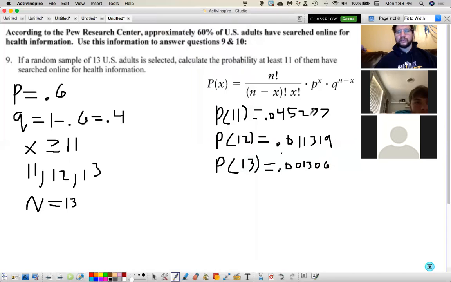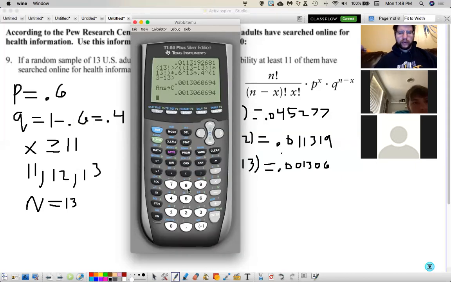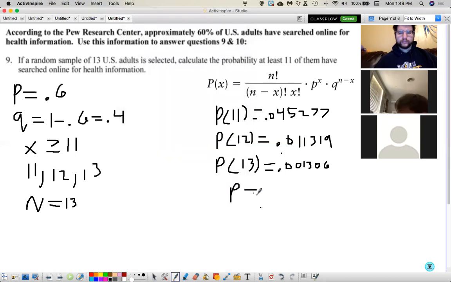If you don't have a store function, go ahead and go 2 decimal places further than what you're rounding to at the end, and you're generally going to be okay-ish. But I do have a store function, so now I'm just going to add A, B, and C. That gives 0.0579. That was a lot of work.